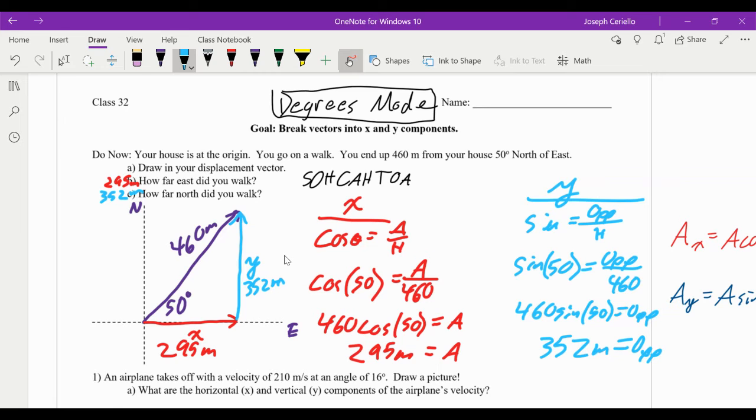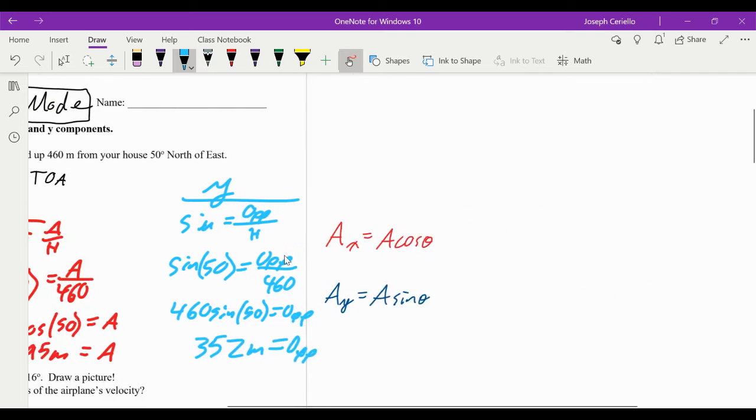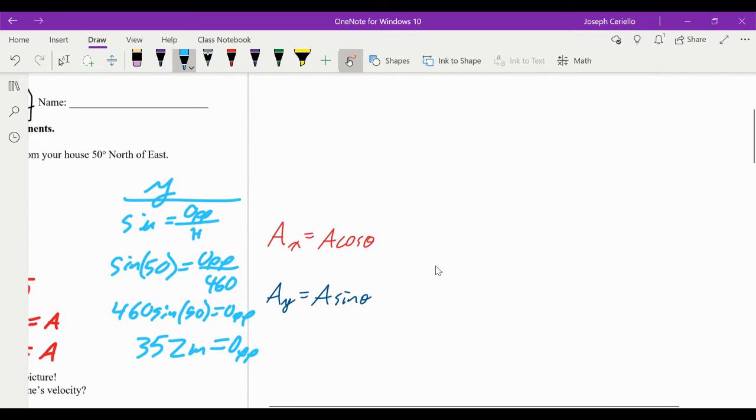Now, there is an equation on your reference table in order to do these. Most of you who are pretty solid with math kind of see what we did there, and you'd be pretty quick with doing this on your own. But if you're not solid with math, there is another way to do this. There is an equation on your reference table. The equations look like this. Ax equals A cosine theta, Ay equals A sine theta.